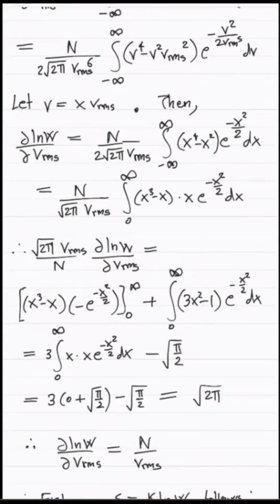So basically, moving this stuff to that side, what you will get is square root of 2 pi VRMS upon capital N, the partial derivative of natural log of W with respect to VRMS. That's equal to this integral. And that integral can be solved using integration by parts, and then you basically get square root of 2 pi as the value of this integral. So basically, partial natural log of W upon partial VRMS is just equal to N upon VRMS.